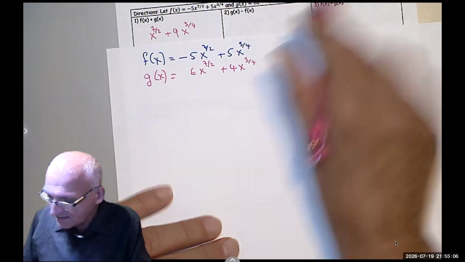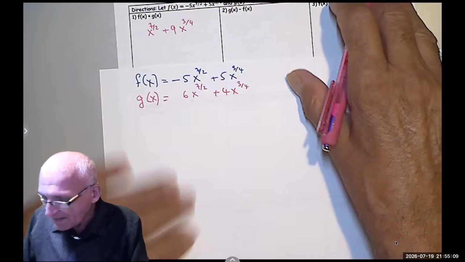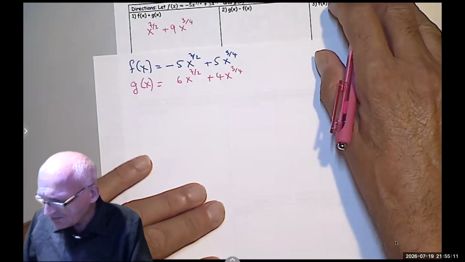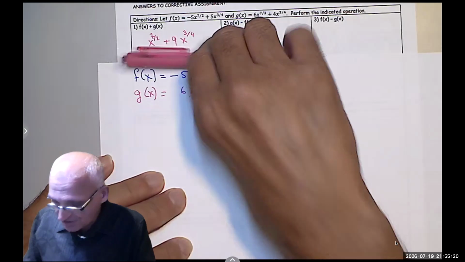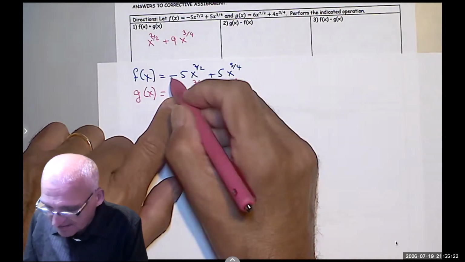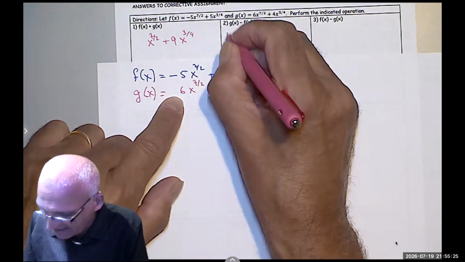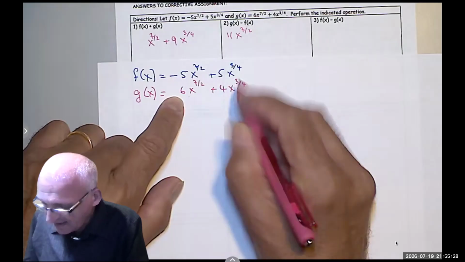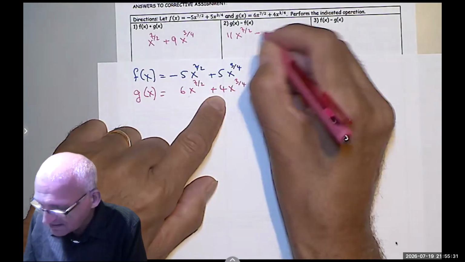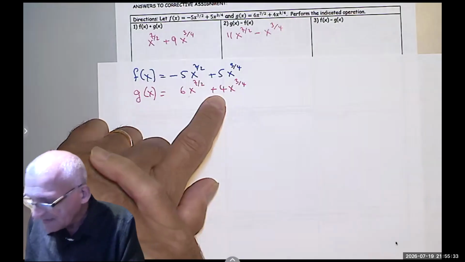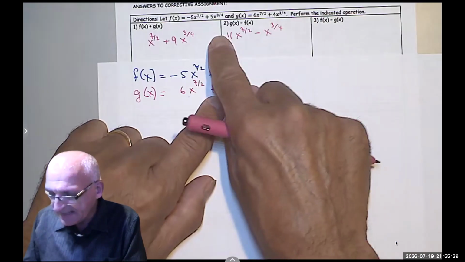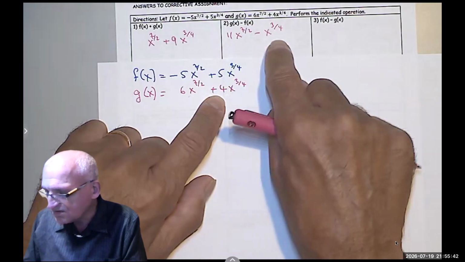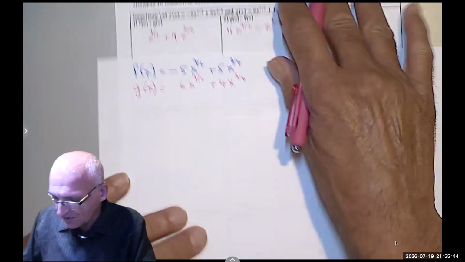The second one, or we can do them all. Okay, g of x minus f of x, so the bottom minus the top. You have 6 minus negative 5, which is 6 plus 5, is 11x to the 7 halves. And then 4 minus 5 is minus x to the 3 quarters. This one is f of x minus g of x, which would be exactly the opposite. So it would be negative 11x to the 7 halves plus x to the 3 quarters. So I don't see why we have to do that.